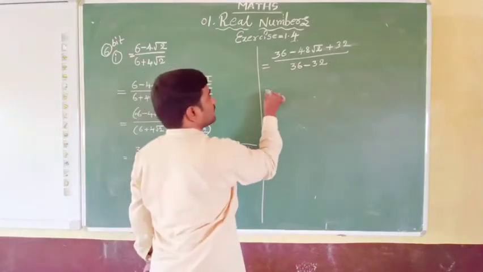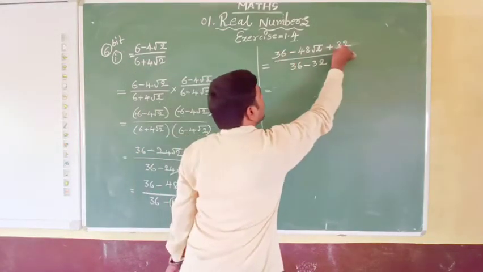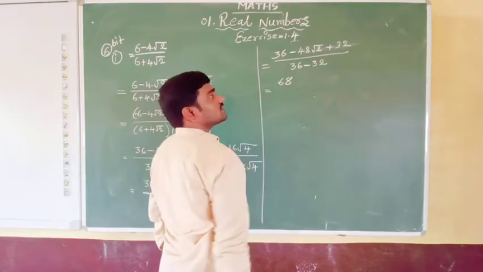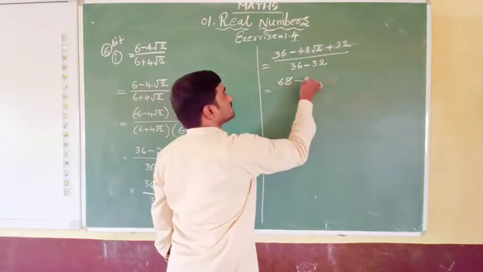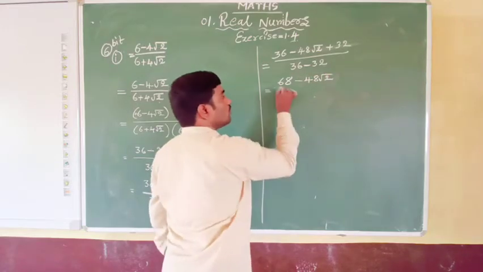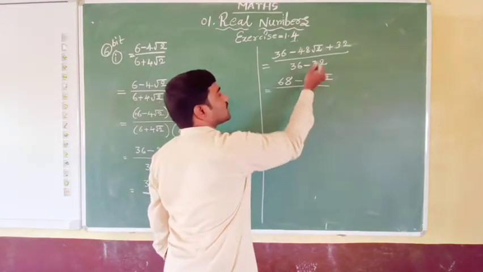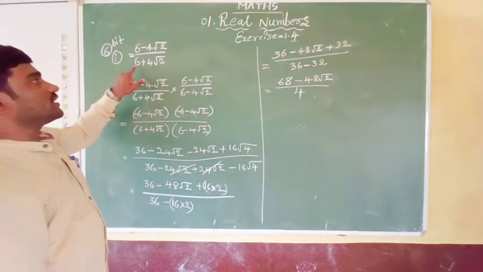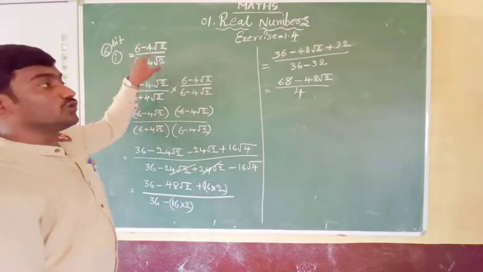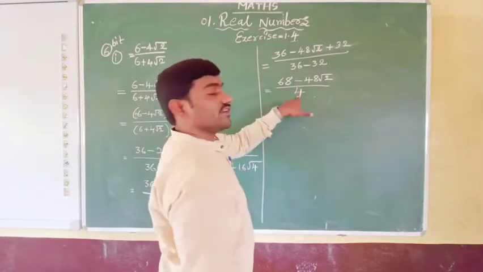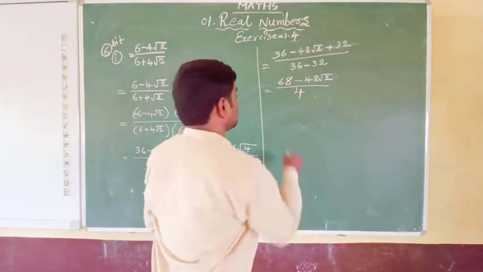Okay, let us do it again. Here 36 plus 32 is 68. 68 minus 48 root 2, and in the denominator 36 minus 32 is 4. Hence we rationalize this denominator. So here is the irrational number, and here we rationalize that into a rational number.